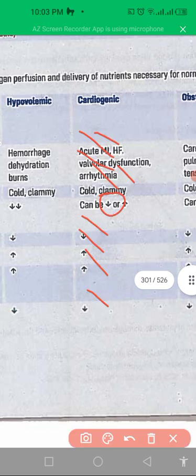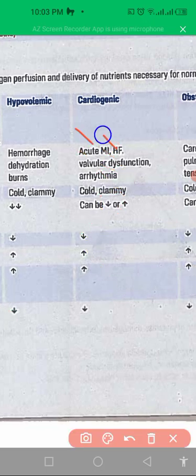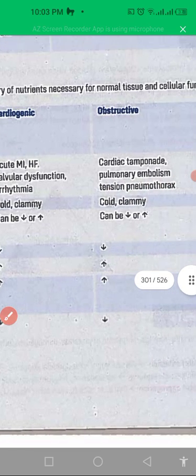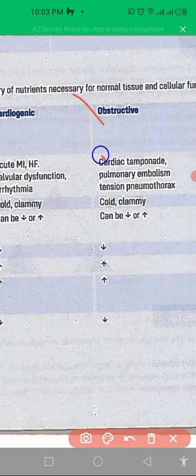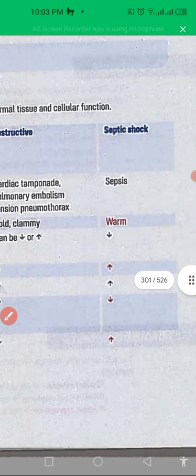Next one is cardiogenic shock, which occurs in AMI, heart failure, valvular heart disease, and arrhythmia. Cold, clammy skin will be there, and preload and afterload will be decreased. Obstructive shock is caused by cardiac tamponade, pulmonary embolism, and tension pneumothorax, and cold, clammy skin will be there in obstructive shock. Next one is septic shock.